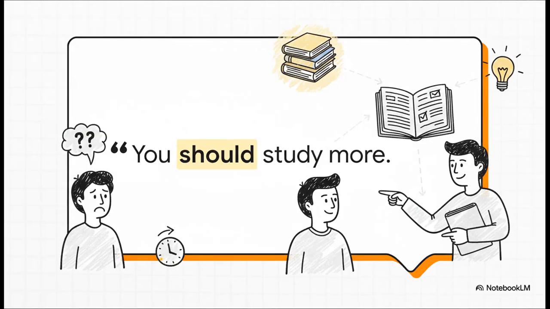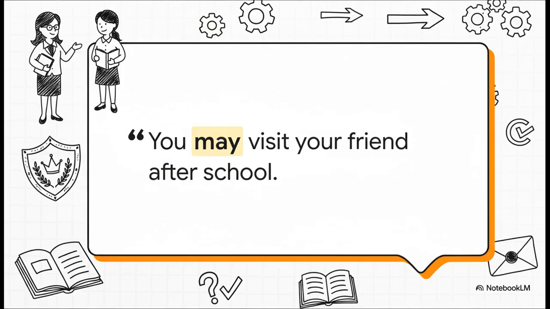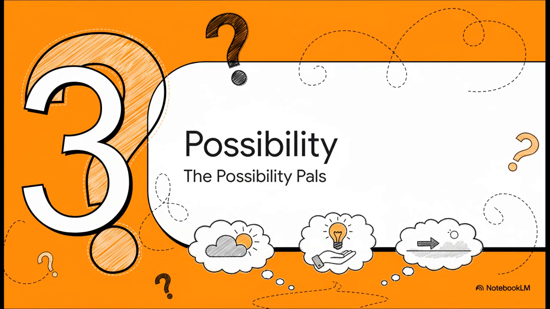So, if your friend is stressing about a test, you'd probably say, you should study more. See? You're not ordering them to do it. You're offering them really strong, helpful advice. You're pointing them towards the smartest option. But hey, the choice is still theirs. And may, you'll often hear this in slightly more formal situations to give permission. You can almost picture a parent or a teacher saying this, right? It's just a polite and kind of official way of saying, yep, you've got the green light to go ahead and do that.